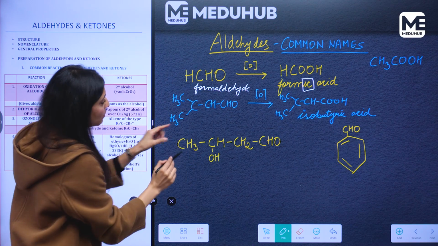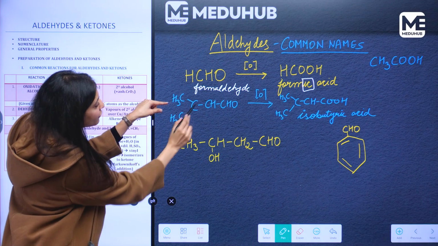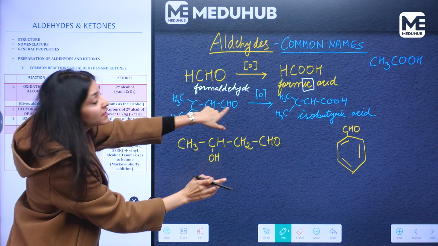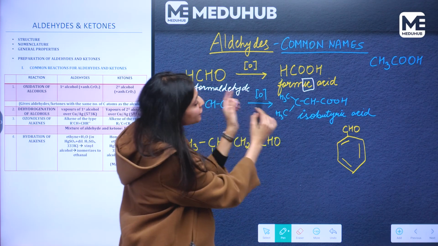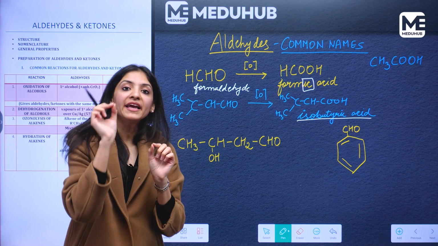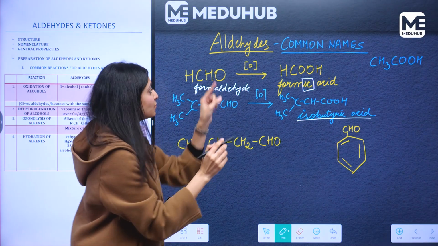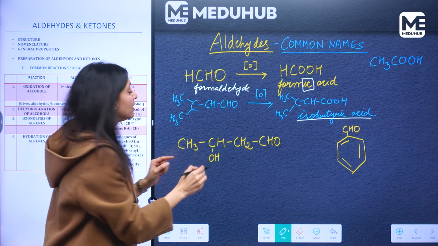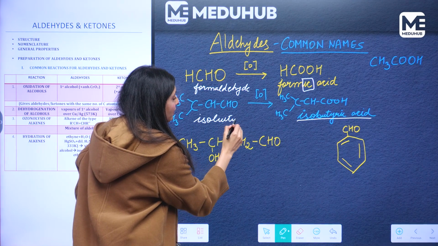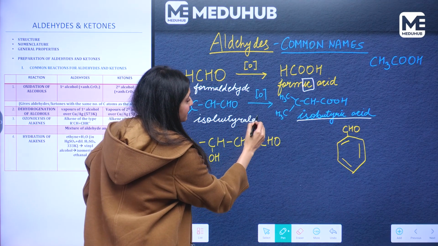Look at this one now. This aldehyde, which has a 4 carbon group attached to the CHO group here, is formed from isobutyric acid. So drop the ic of the isobutyric acid. What will be the common name of this aldehyde? Isobutyraldehyde.